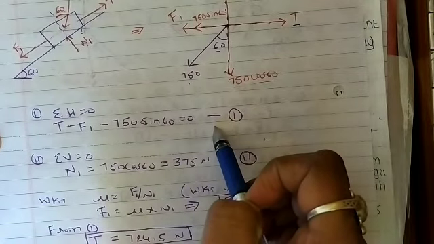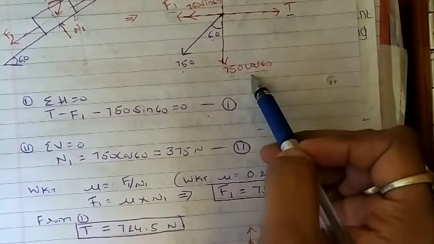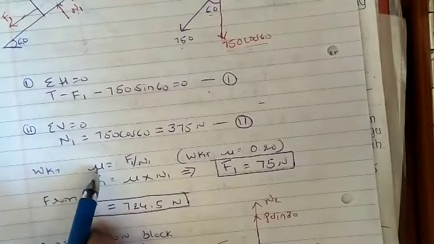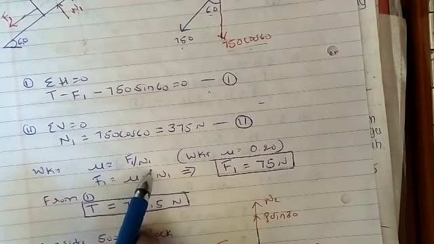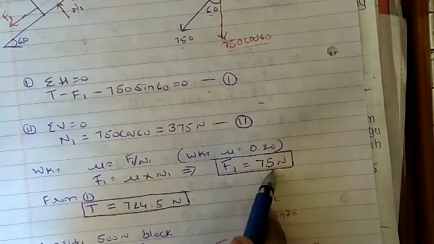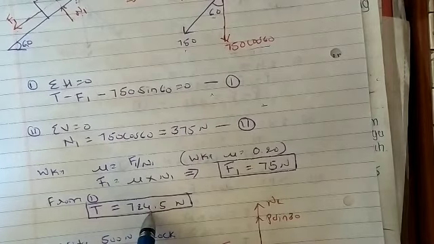The second condition, summation of vertical forces is equal to 0. Plus N1 minus 750 cos 60 is equal to 0. So N1 is equal to 375. Third condition, mu is equal to F1 by N1. Mu is given as 0.20 at all contact surfaces, so from this F1 is equal to 75. Once you get the value of F1, using equation number 1, T is equal to 724.5.